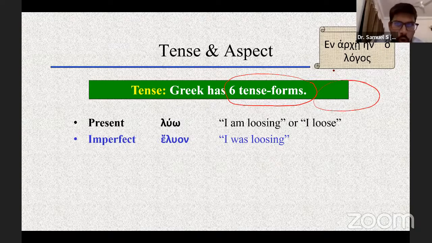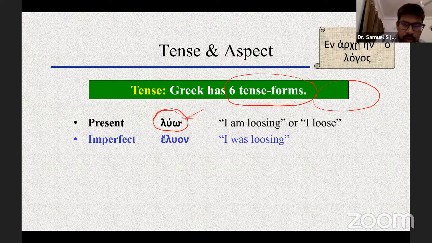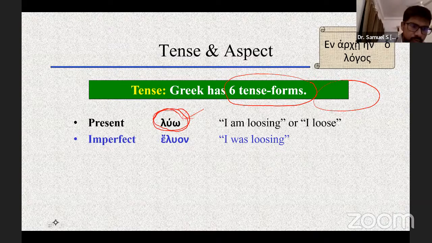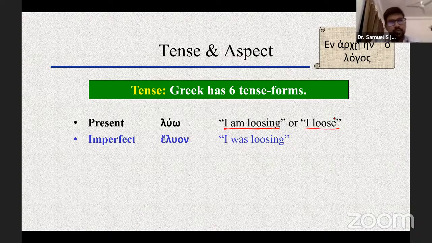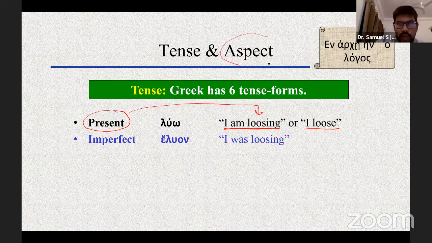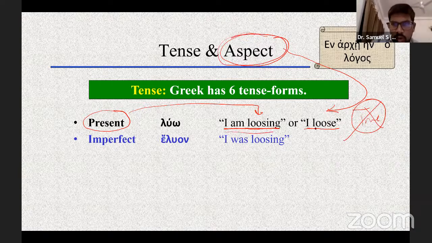The first tense form is present. This is its form. Now, in the present, it can change. There are many other ways, but this is one of its forms in the present. Luo. What is it communicating? I am losing, or I lose. Present tense form is communicating some aspect, okay? It's not primarily communicating time. No, it's primarily communicating aspect. I'm losing or I lose.